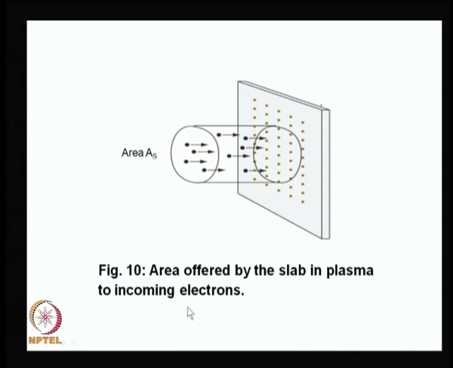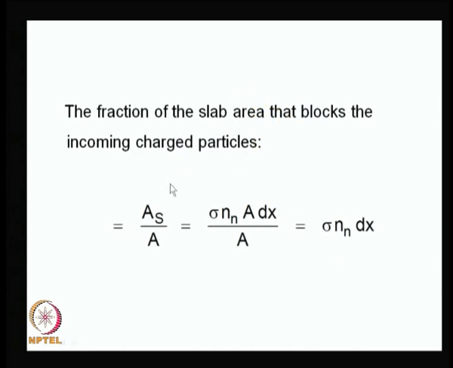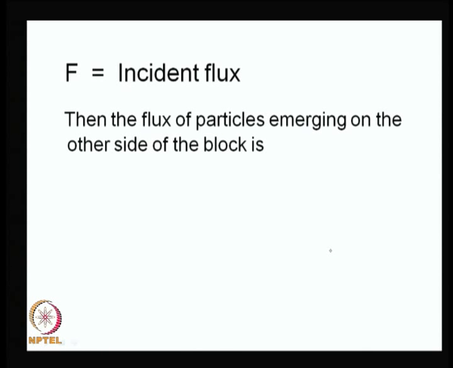This is the pictorial representation of this process, the area offered by the slab in the plasma to incoming charged particles. Now, this is a fraction of the total area. So, the fraction of the slab area that blocks the incoming charged particles is simply A_S upon A, which is sigma n_n dx, because A cancels out. So, this is the fraction.